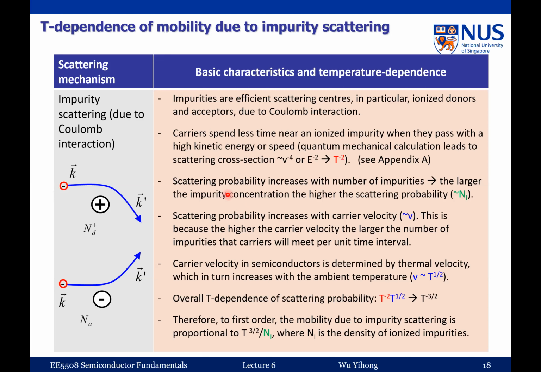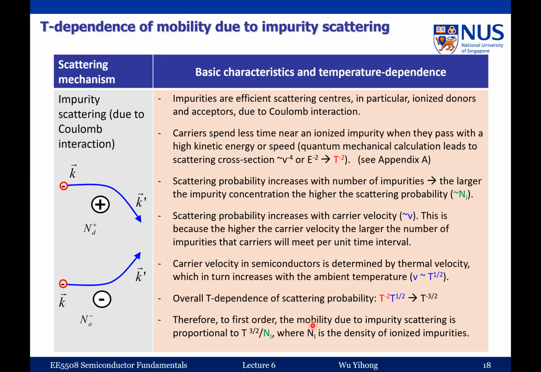And then the scattering probability increases with the number of impurities, right? That's for sure, because if you have a large number of impurities, you have a higher scattering probability. The next is that for the same number of impurity scattering centers, the scattering probability will increase with the carrier speed. That's because per unit time, if you move faster, you'll meet more scattering centers, right? So of course, the velocity is proportional to T to the 1/2, because T is proportional to energy, and energy is proportional to v squared. Then you got this one. So when you put these together, you get the temperature dependence, because the impurity number is independent of temperature. The overall temperature dependence of the scattering probability is T to the minus 2 multiplied by T to the power 1/2, which gives T to the power minus 3/2, right?